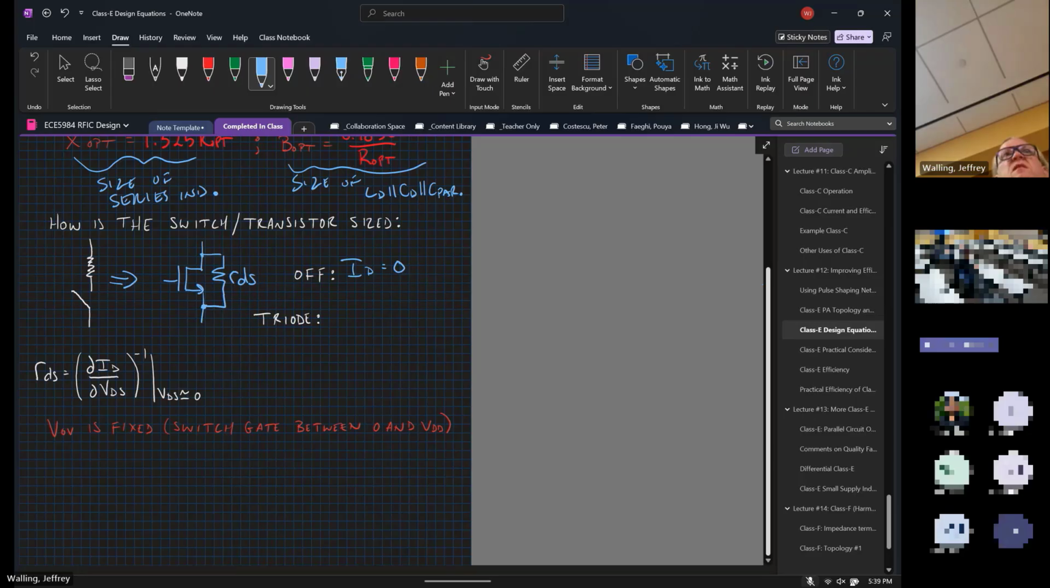Basically, that's what happens with any switching amplifier. It goes back and forth between cutoff and triode. In between those two states, it's in saturation for some brief period of time. All right. So in triode, we know that the drain current for our MOS device is equal to mu n C ox times W over L times VOV minus VGS minus VDS squared over VOV.